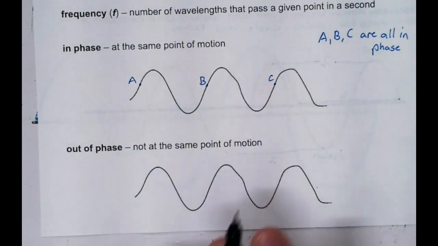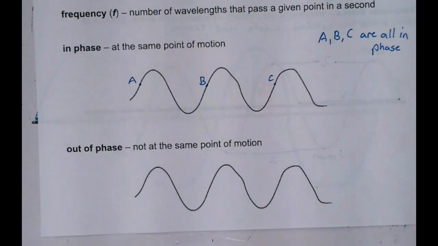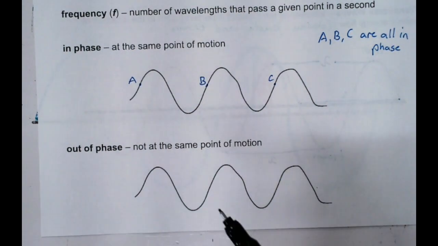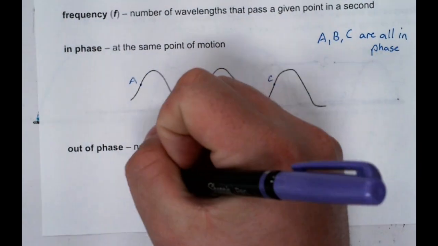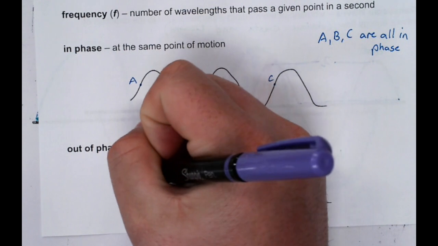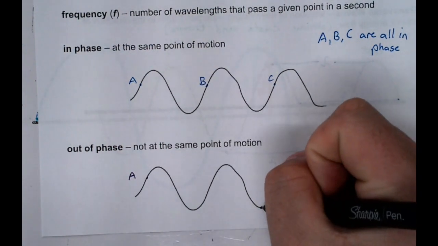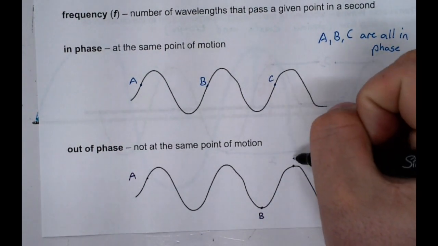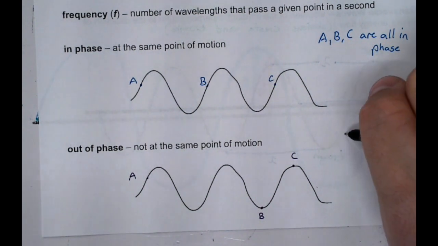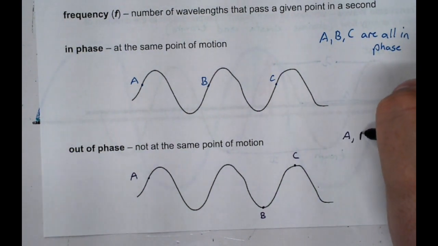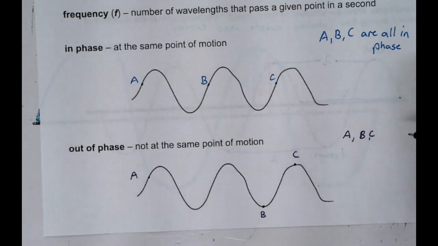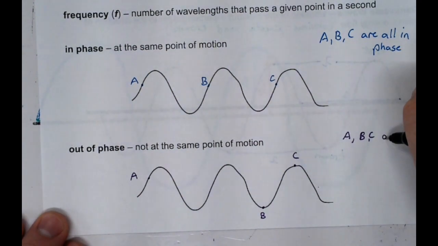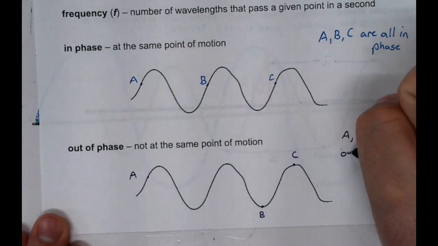If they're out of phase, it's almost the opposite. If they are not at the same point of motion, so if A is still in the same spot, but now B is somewhere down here, C is somewhere up here, A, B, and C are all out of phase. They're not at the same point of motion, they are out of phase.